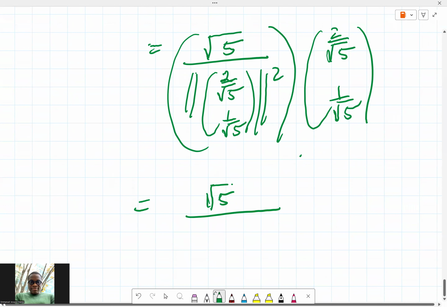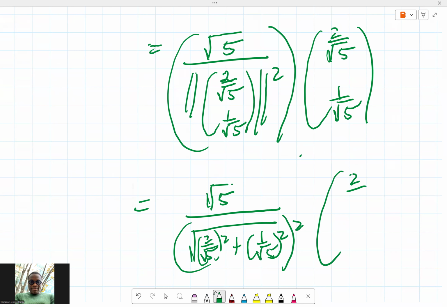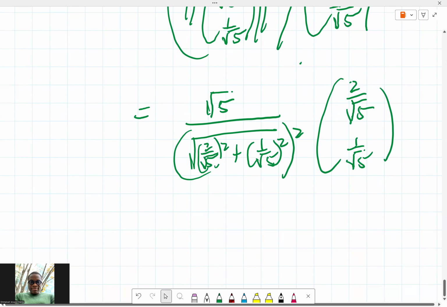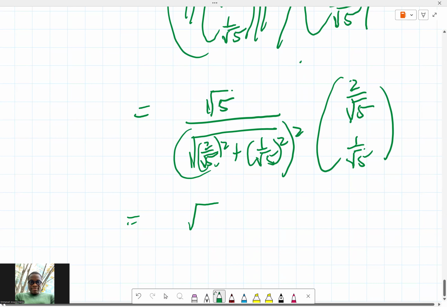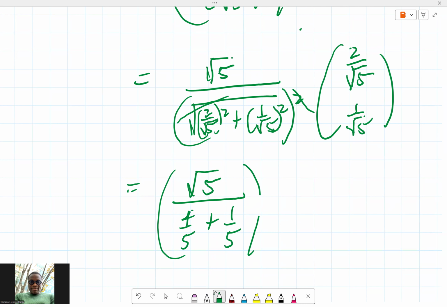And for the norm, we know the norm itself is the square root of 2 over root 5, all squared, plus 1 over root 5, all squared. Then everything is now squared, multiplied by 2 over root 5, 1 over root 5, like this. So still on it, we have root 5 up there, all over 2 cancels roots. So when we square 2 over root 5, that's 4 over 5 plus 1 over 5. So that's what that gives. This all multiplied by 2 over root 5, 1 over root 5.